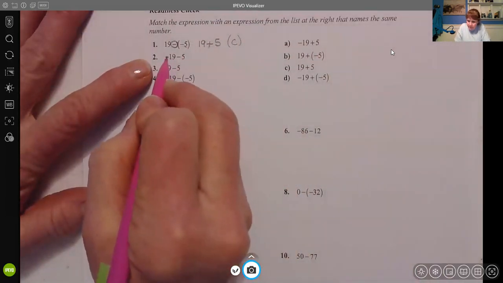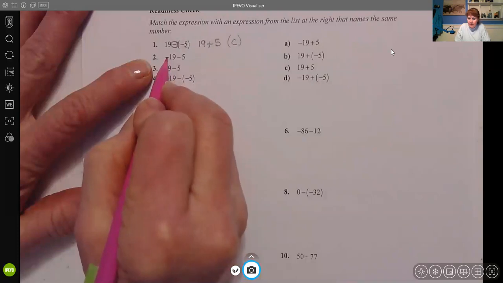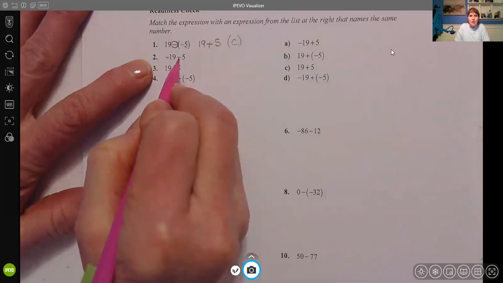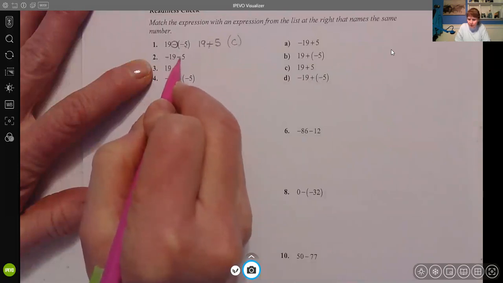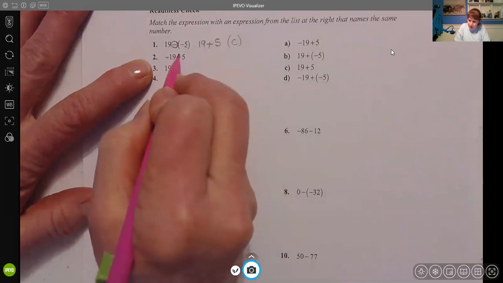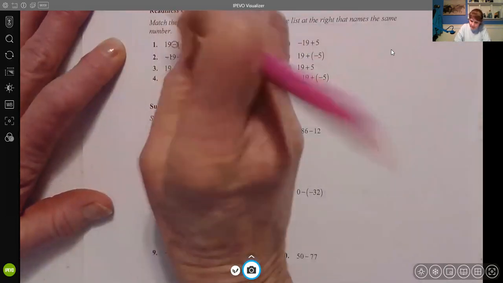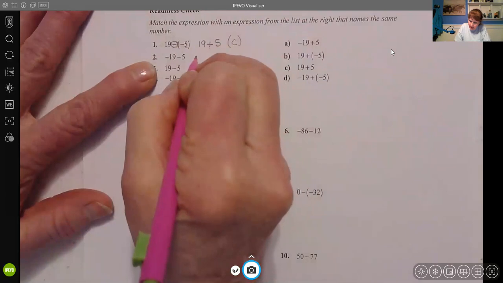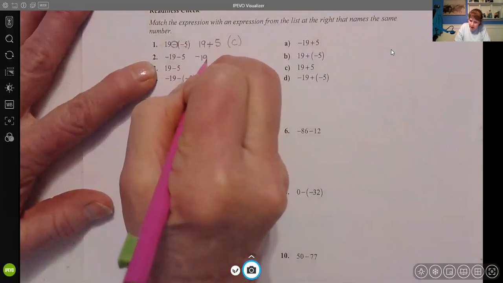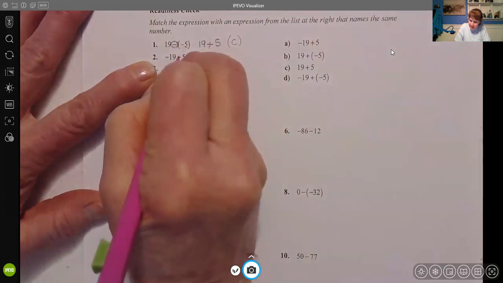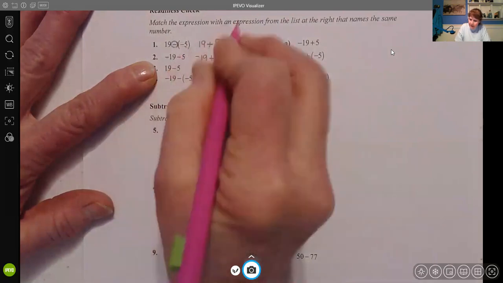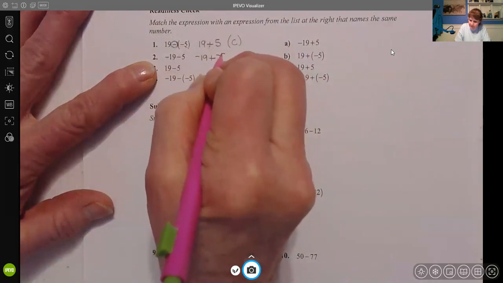And number 2, this is a negative symbol. It's just in front of a number. This is a subtraction symbol because it's between two numbers. So here we take our subtraction, we change it to a positive, and that 5 becomes a negative. I'm going to do that on the side because I want to keep that there. So we have a negative 19 plus, we change that to a positive, and that becomes a negative 5.